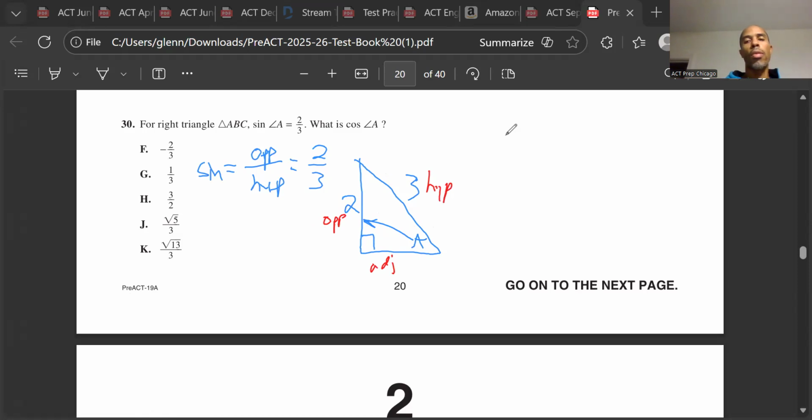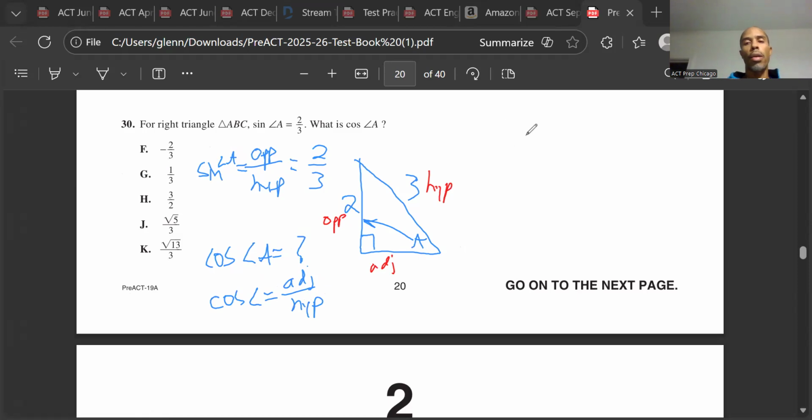All right, the question asks what is the cosine of A? So now we have sine. What is the cosine of angle A? The cosine of an angle, we know, is the adjacent over the hypotenuse. So do we have the side adjacent? No, we don't have this side here. So we have to do some side work to get there. How do we do that?